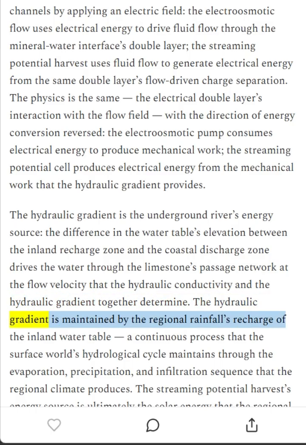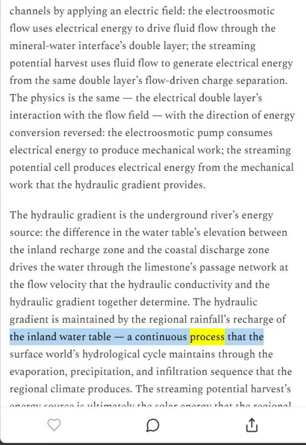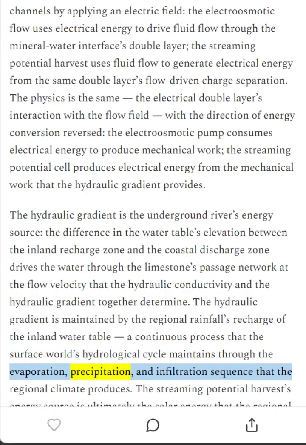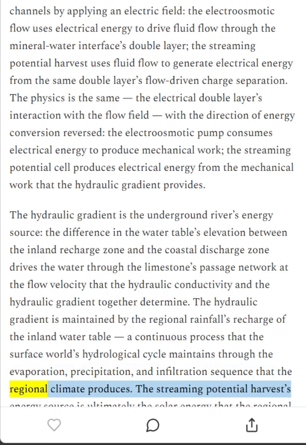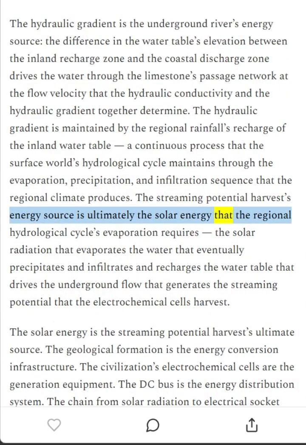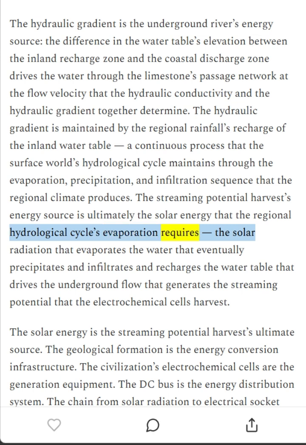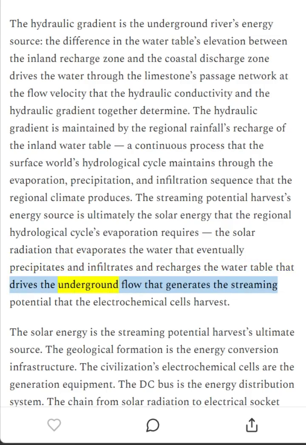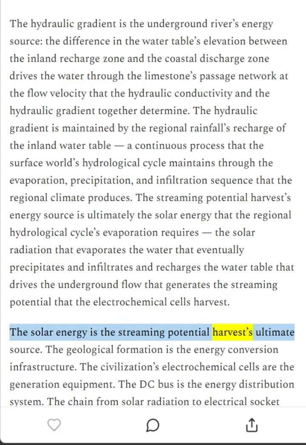The hydraulic gradient is maintained by the regional rainfall's recharge of the inland water table, a continuous process that the surface world's hydrological cycle maintains through the evaporation, precipitation, and infiltration sequence that the regional climate produces. The streaming potential harvest's energy source is ultimately the solar energy that the regional hydrological cycle's evaporation requires. The solar radiation that evaporates the water that eventually precipitates and infiltrates and recharges the water table that drives the underground flow that generates the streaming potential that the electrochemical cells harvest. The solar energy is the streaming potential harvest's ultimate source.